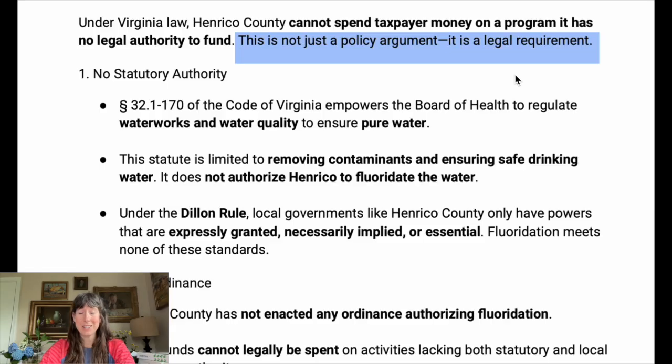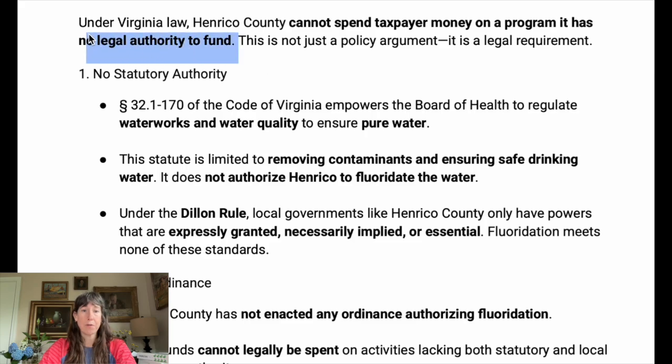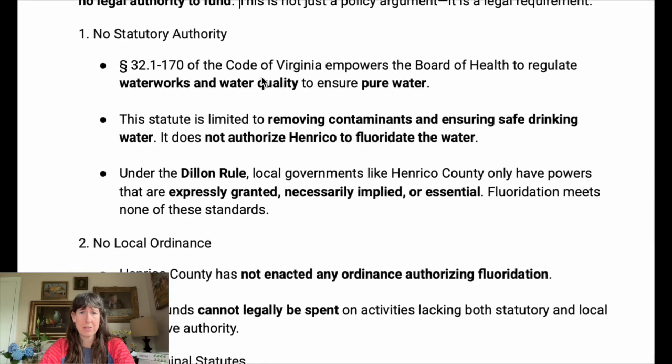I feel like taxation is theft, in my opinion, but that's a different topic for a different day. This is not just a policy argument. It is a legal requirement that you spend money in a legal manner. I keep asking Henrico for a year and a half, what authorizes you to spend taxpayer money on this fluoride program? They have never once responded back in a legitimate fashion. One time they responded back by saying, "Well, we operate a waterworks. So because we have a waterworks, we can do whatever we want," essentially.